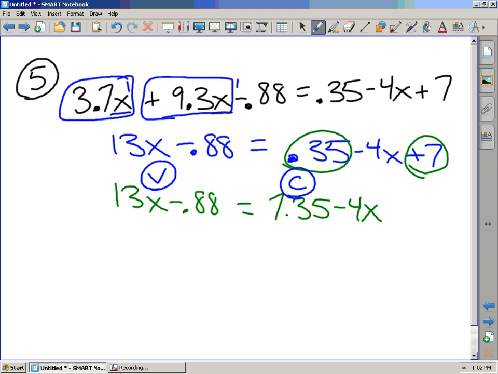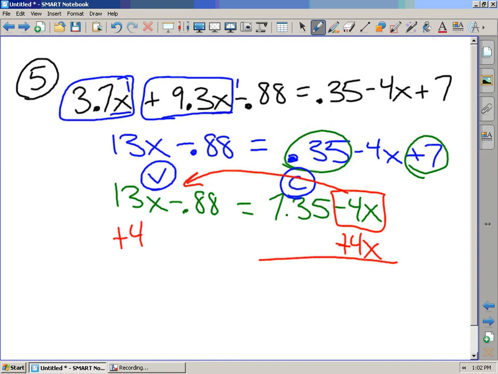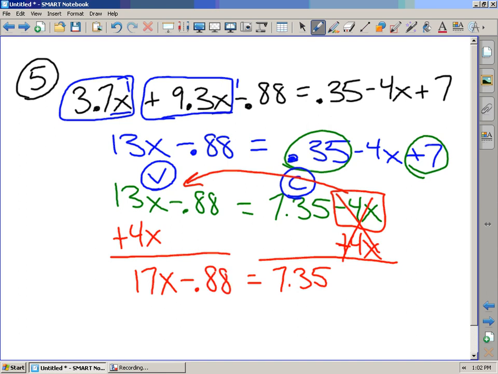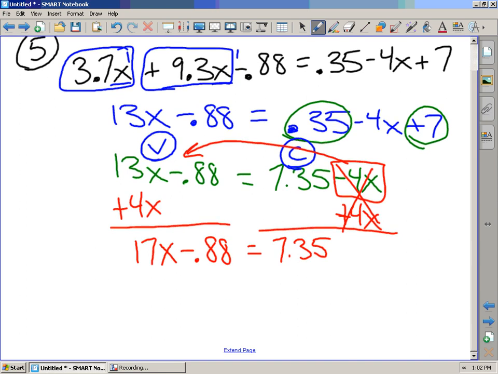We could have had the constants on the left and the variables on the right. But this time, we're going to move the variables with their coefficients to the left side using inverse operations. So the opposite of subtraction is addition. On the right side, negative 4x plus 4x equals 0, and we're left with 7.35. On the left side, 13x plus 4x gives you 17x. And I copy down on that side, minus 0.88.